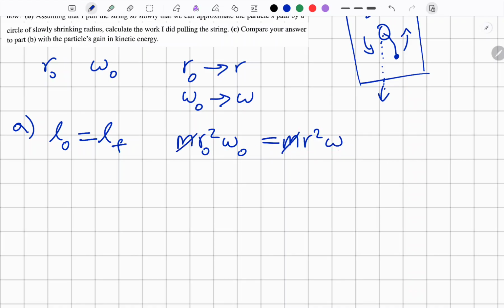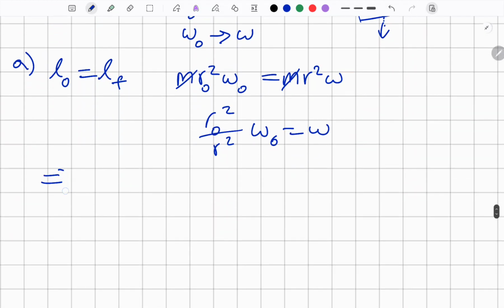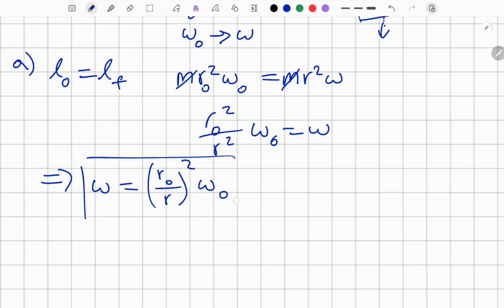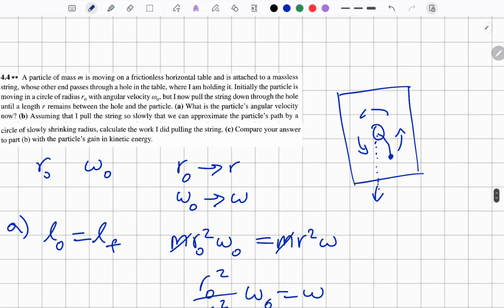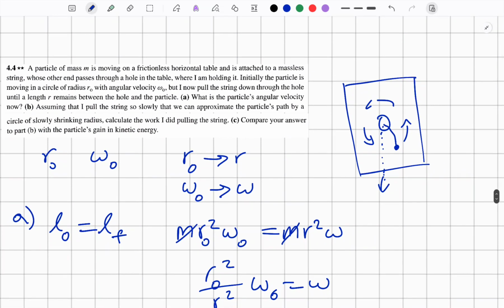Those m's will go away. We're going to be left with r naught squared over r squared omega naught equals omega. Carry this down. We have omega equals r naught over r squared omega naught. That covers part A of our problem. So now for part B.